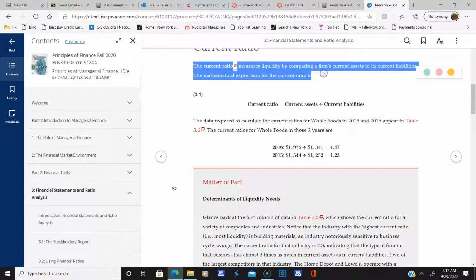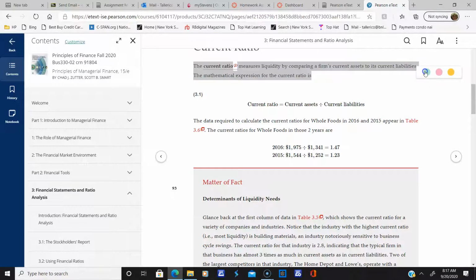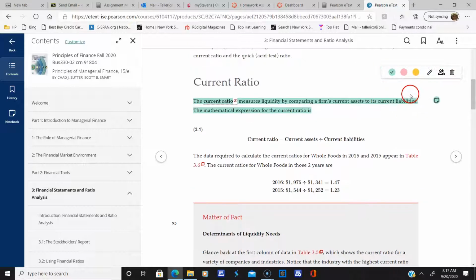I don't know, it's not letting me highlight. Here we go, so we'll highlight that. I guess it doesn't let me highlight the equation itself. I guess that's a different type of format.